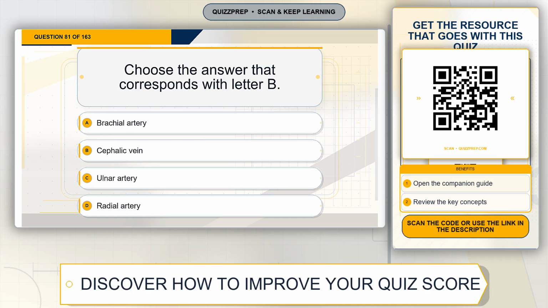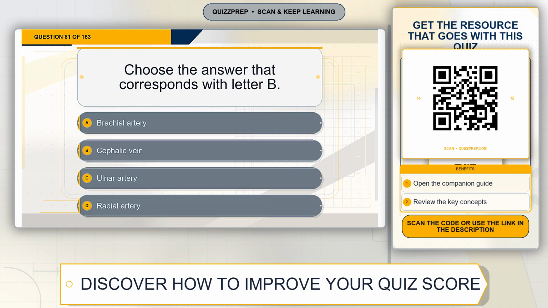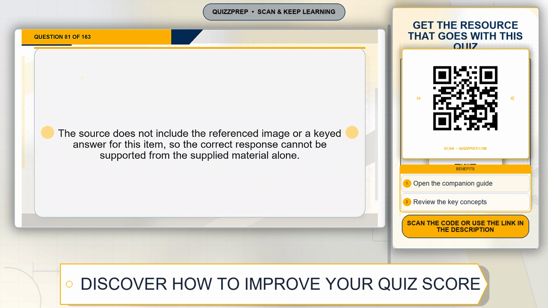Question 81. Choose the answer that corresponds with letter B. Option A, brachial artery. Option B, cephalic vein. Option C, ulnar artery. Option D, radial artery. The correct answer is not shown. Explanation. The source does not include the referenced image or a keyed answer for this item, so the correct response cannot be supported from the supplied material alone.